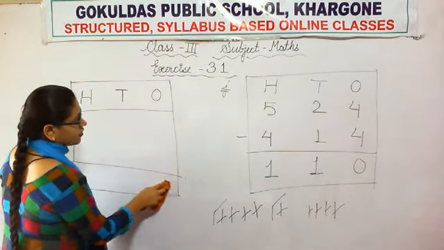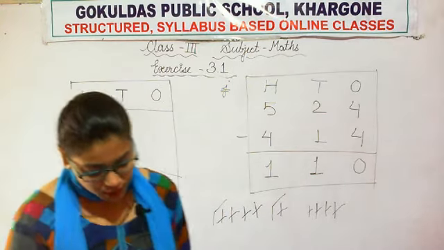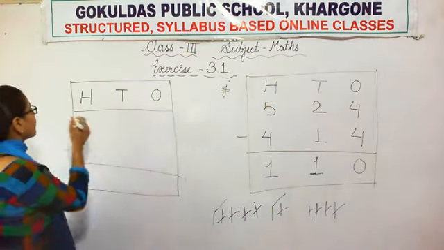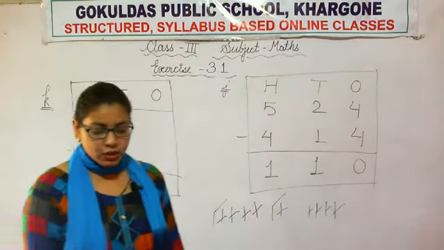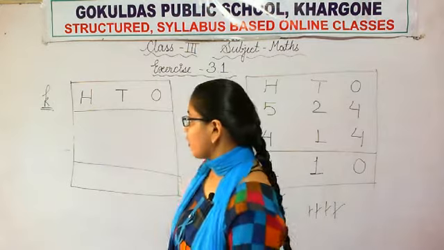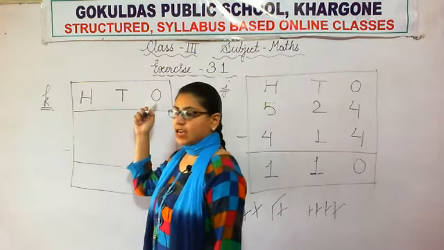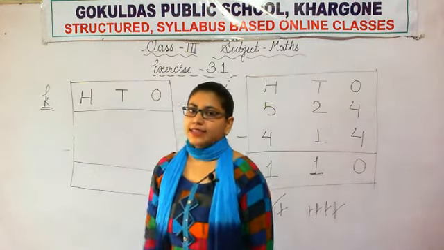Part K. We had done J, so now we will be doing part K. Our first step is writing off all the places: ones, tens and hundreds.